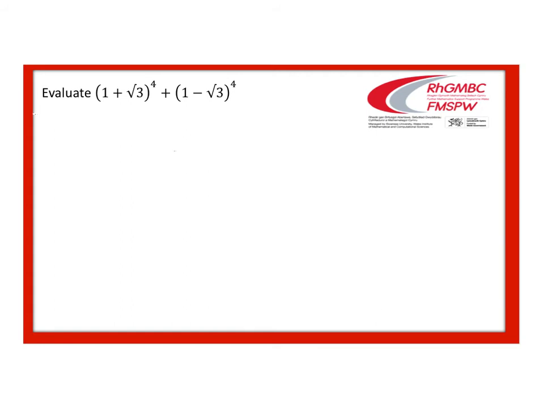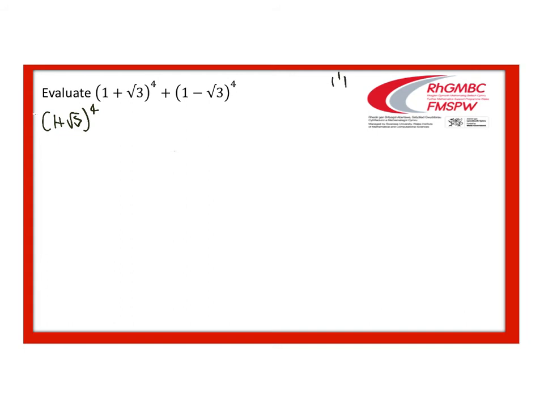So we're going to evaluate this expression. I'm going to start by just focusing on one bracket. I'm going to focus on (1 + √3)^4. Now, we've got a couple of ways that we can calculate the coefficients. I can use Pascal's triangle, or I can use n choose r. In this case, because we've got such a small amount of terms, I'm going to use Pascal's triangle.